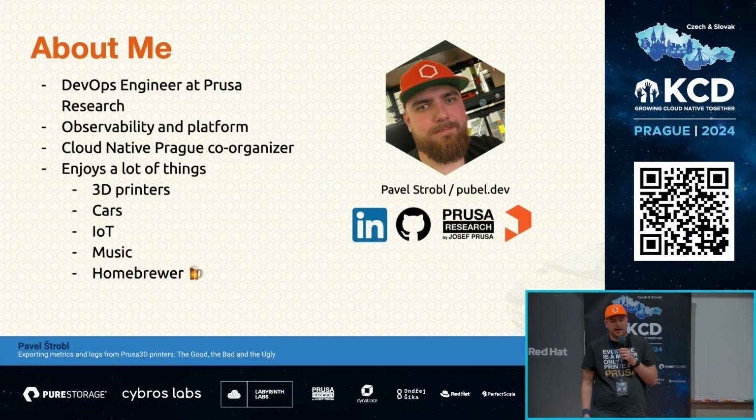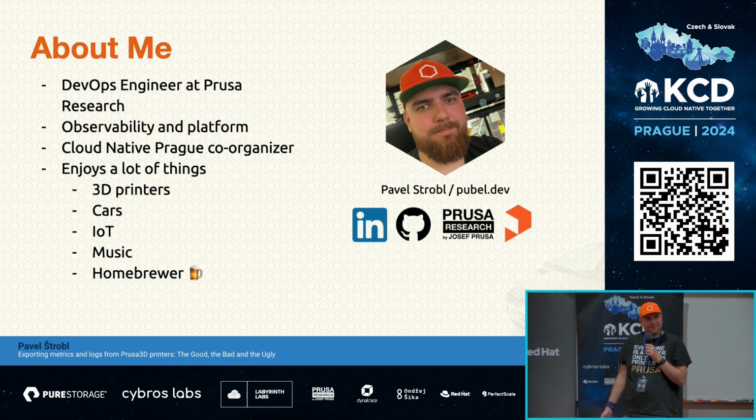My name is Pavel Štrobl, also known as Pubel. Maybe you can see me like that on the internet. I am a DevOps engineer at Prusa Research, and my main focus is observability and the platform itself. And spoiler alert, we obviously use Kubernetes, because this is Kubernetes Community Days. Apart from that, I help with organizing Cloud Native Prague meetups, where I handle mostly the social networks, AV stuff and streaming.